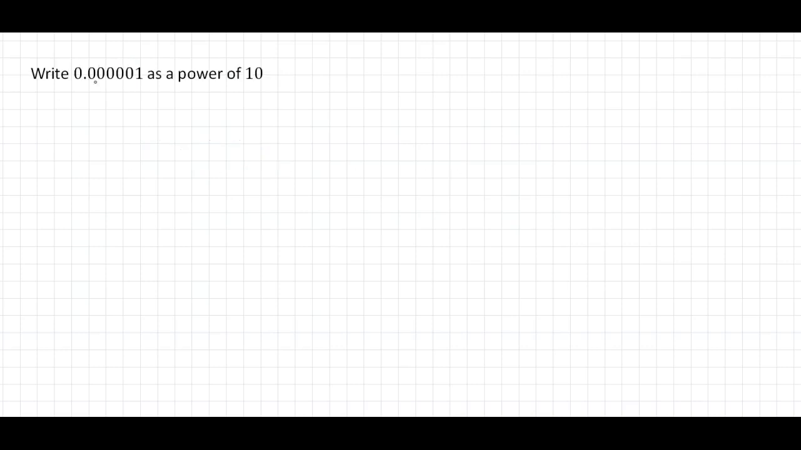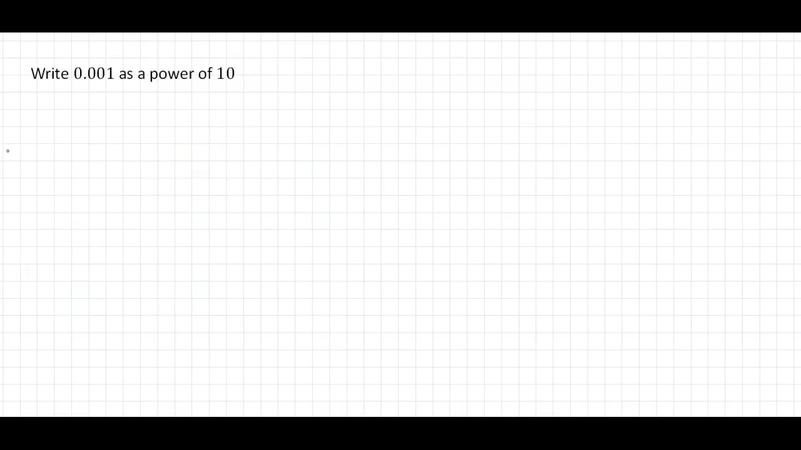So now we have 0.000001 as a power of 10. Here it's a little bit easier because we're going to write 10. Let's look at how many digits after the decimal. 1, 2, 3, 4, 5, 6, so it's going to be negative 6. Okay, so that's what we have for this example.